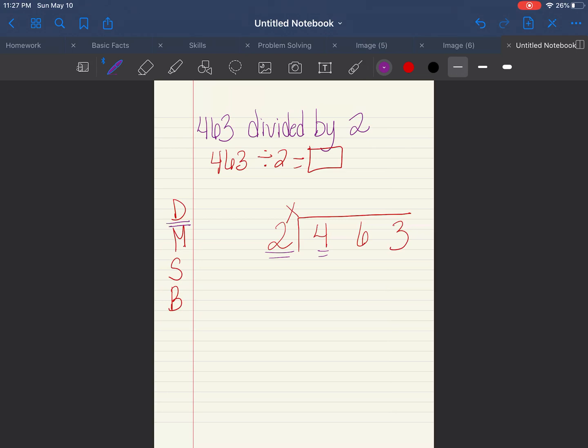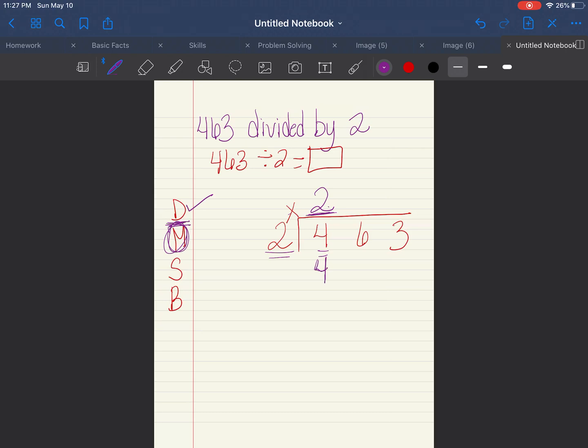So it is dirty monkeys smell bad. So I'm going to start by dividing. How many times can the 2 go into the 4? Or 2 times what gives me 4? We know 2 times 2 equals 4. So I just divide it. So now I multiply. 2 times 2 equals 4.